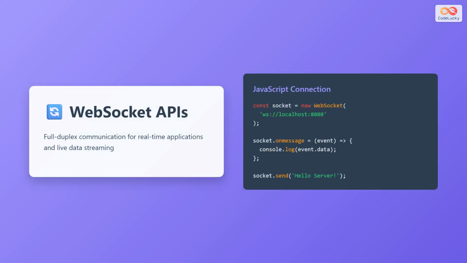Let's move on to WebSocket APIs. WebSockets provide full duplex communication channels over a single TCP connection, making them ideal for real-time applications and live data streaming. Unlike traditional HTTP requests, which are initiated by the client, WebSockets allow the server to push data to the client in real time. In this JavaScript example, a new WebSocket connection is established, and an onMessage handler is defined to log any data received from the server. The client can also send messages to the server using the send method.